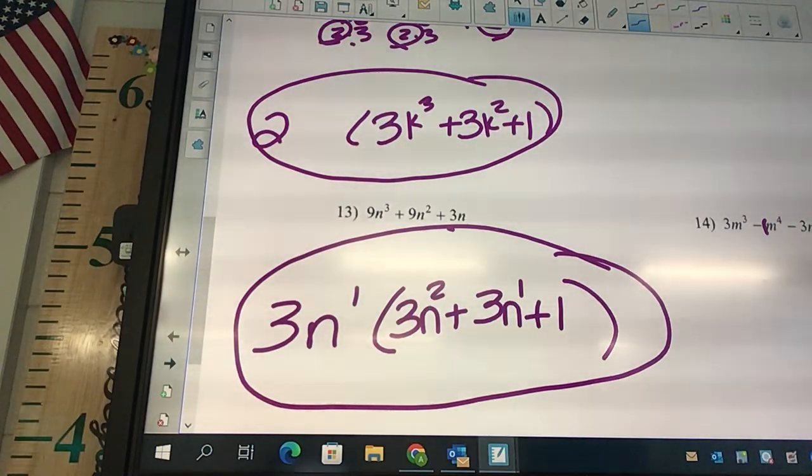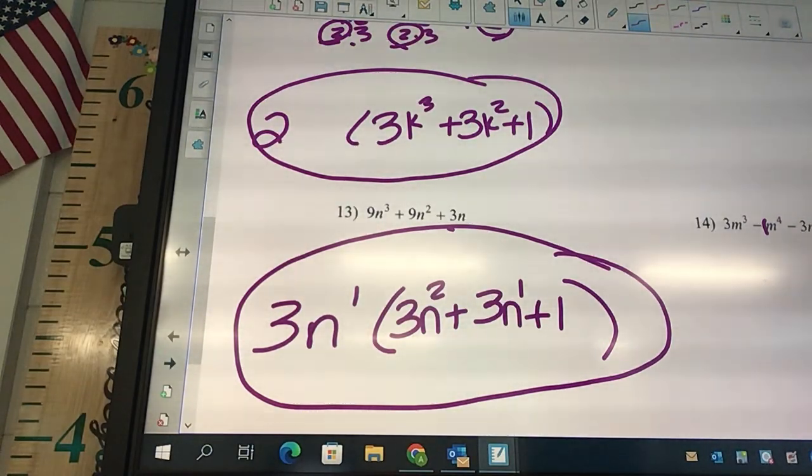And then lastly, what's GCF stand for? Greatest common factor. Okay.